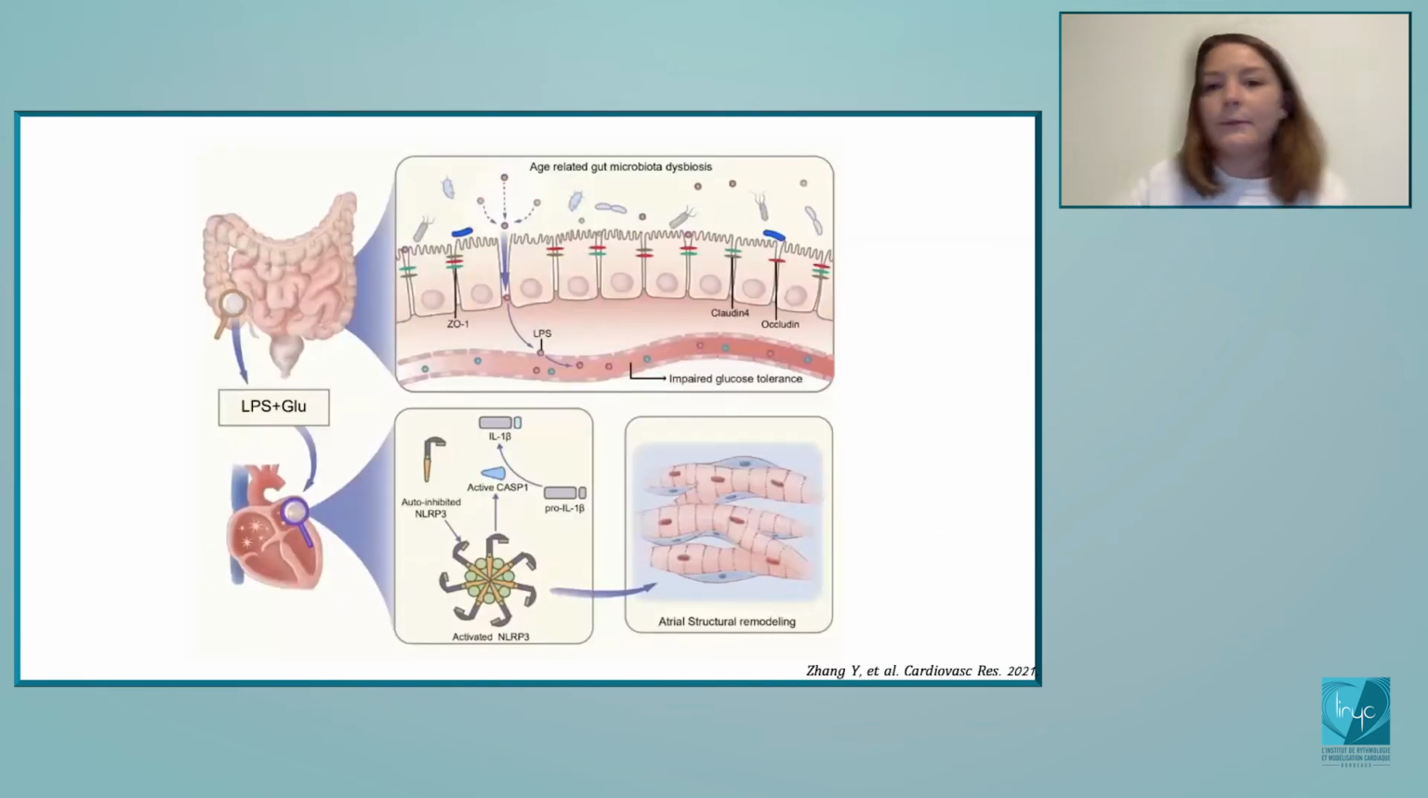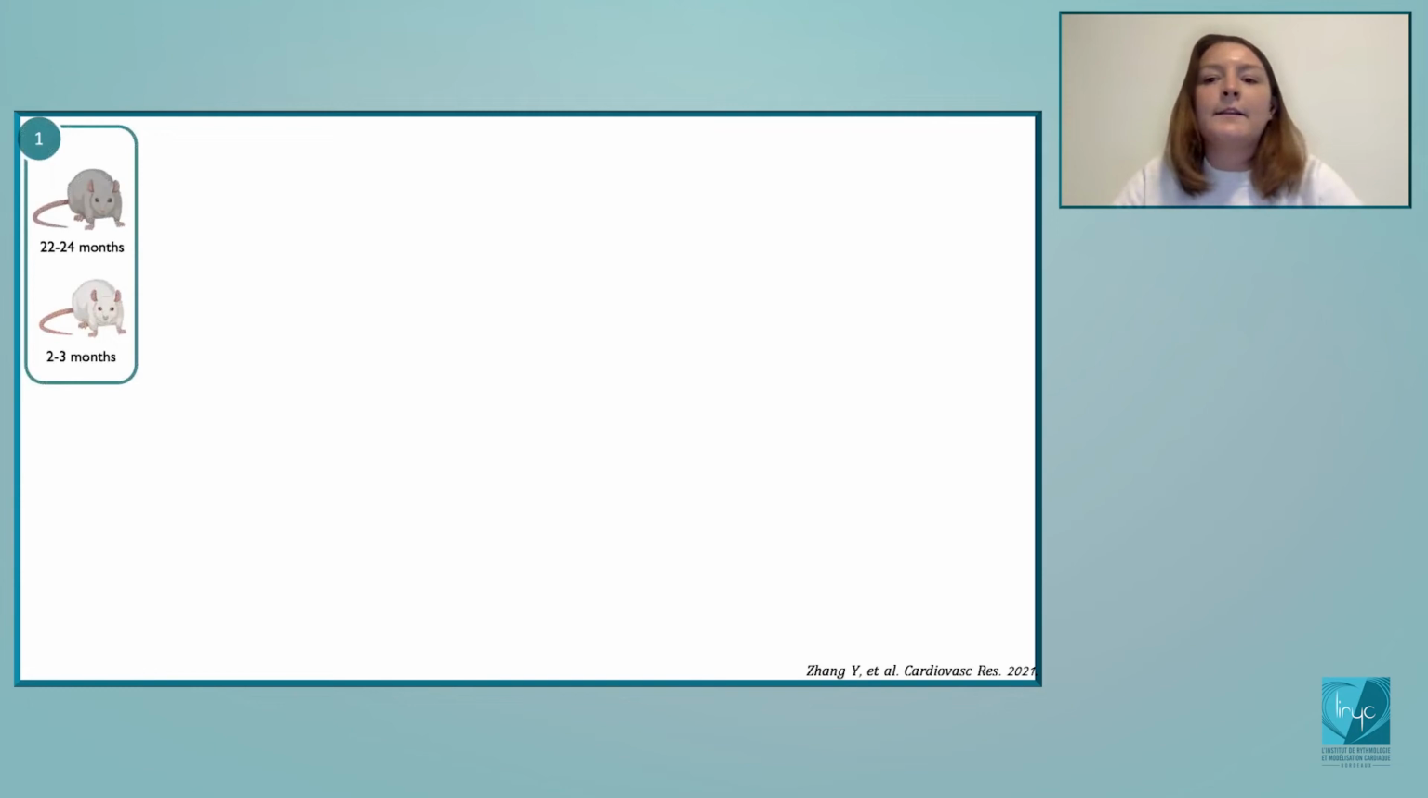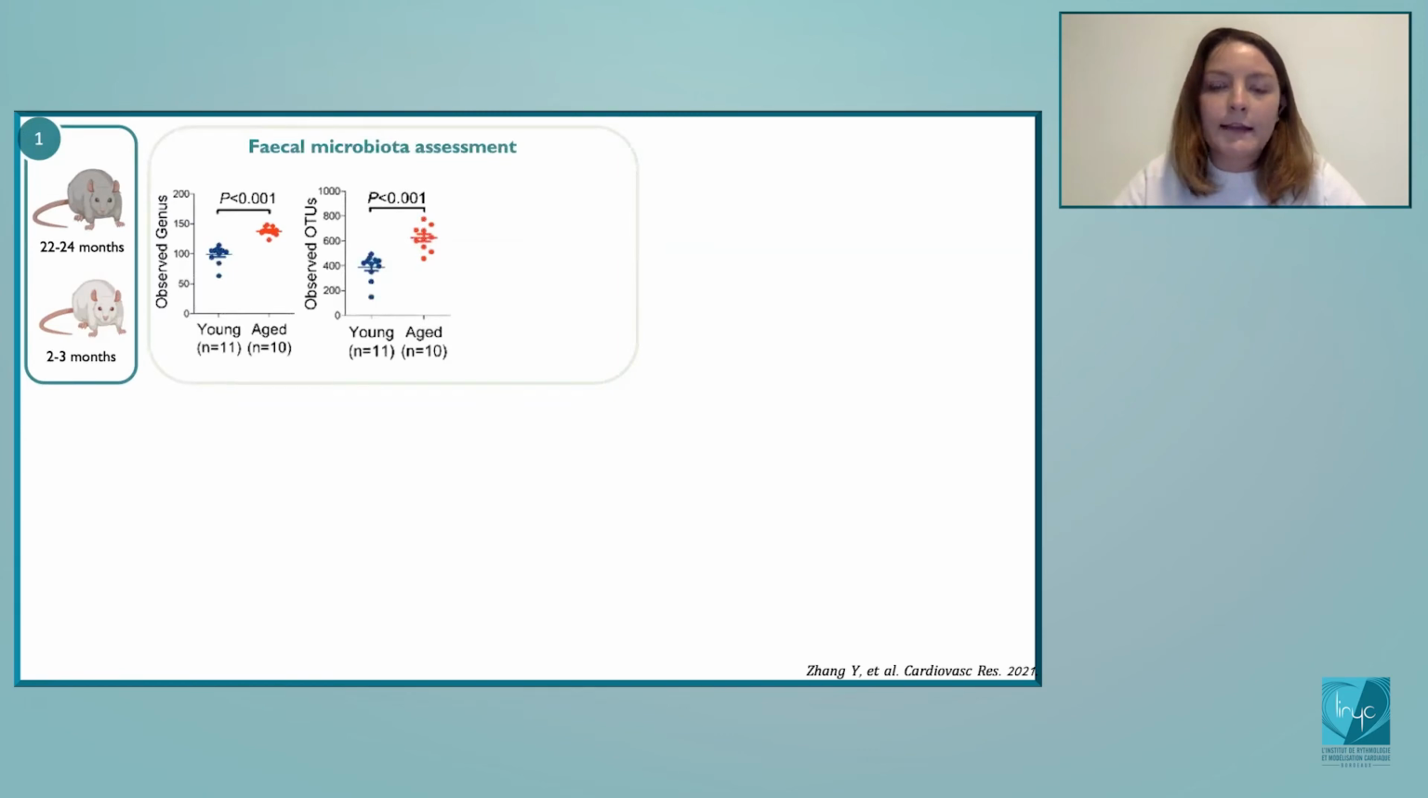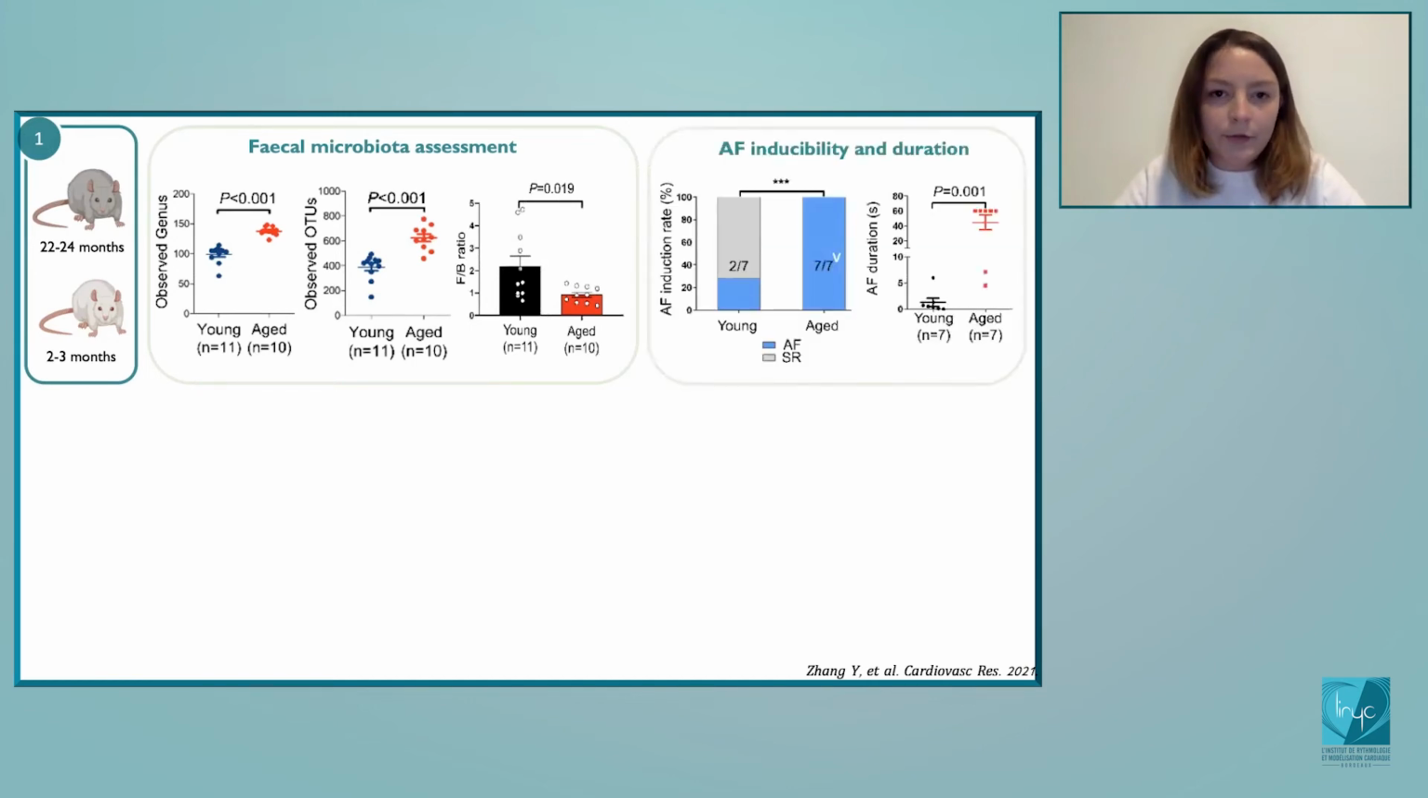Coming back to the study. The study by Zhang et al. for the first time demonstrated that the lipopolysaccharide and the lipopolysaccharide-induced excess glucose enhance atrial NLRP3 inflammasome activity, resulting in atrial fibrosis and subsequent atrial fibrillation in the elderly. Firstly, the authors analyzed the fecal microbiota from aged and young rats. The microbiota community was significantly separated by aging, with a decreased ratio of Firmicutes to Bacteroides. Aged rats were more prone to atrial fibrillation and had longer atrial fibrillation duration.